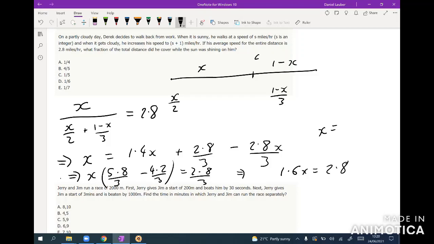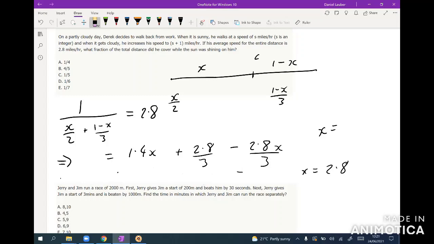That's not quite right. What's gone wrong? What have I done? On the top, his whole distance is not x, it's simply 1. Right, okay. So that actually simplifies things a bit. His distance, because we said the whole distance was 1, x is a fraction of the distance. So, okay, so 1 is equal to, there we go.